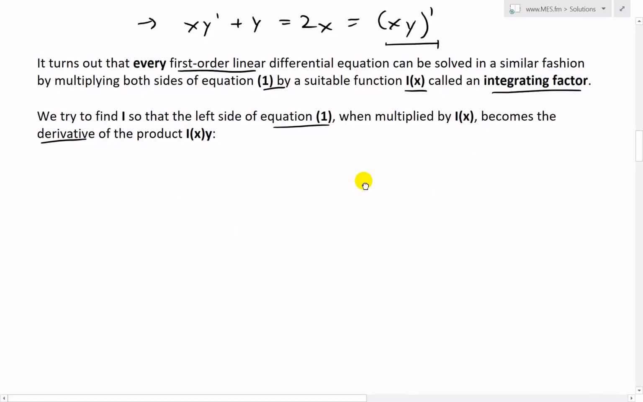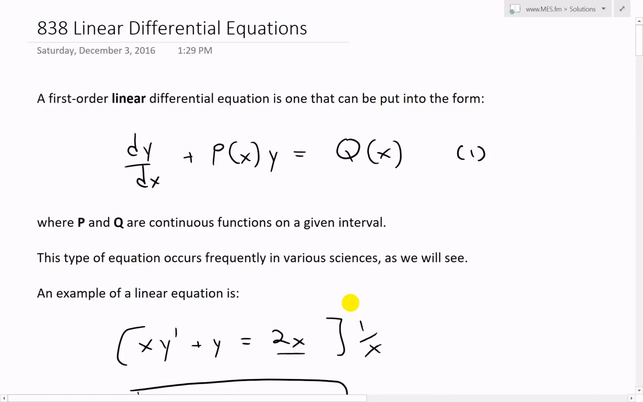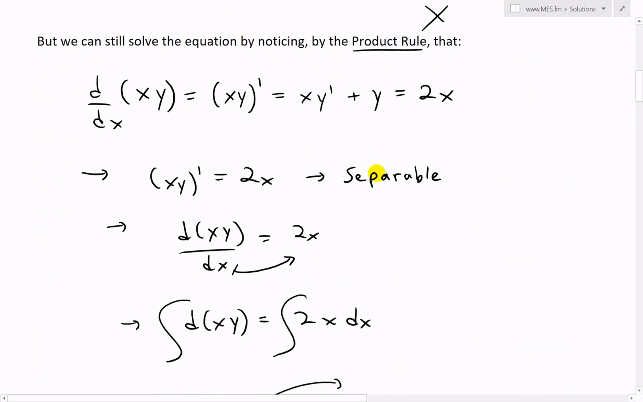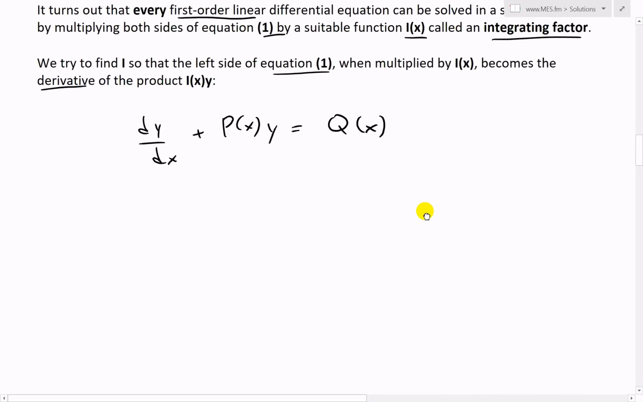So if we start off with equation 1, which was simply dy over dx plus p of x y equals q of x. Let me just see if I wrote this right. Yeah, so we start off from this one, dy over dx plus p of x y equals q of x. And this one, I'll just simplify and write as y prime.